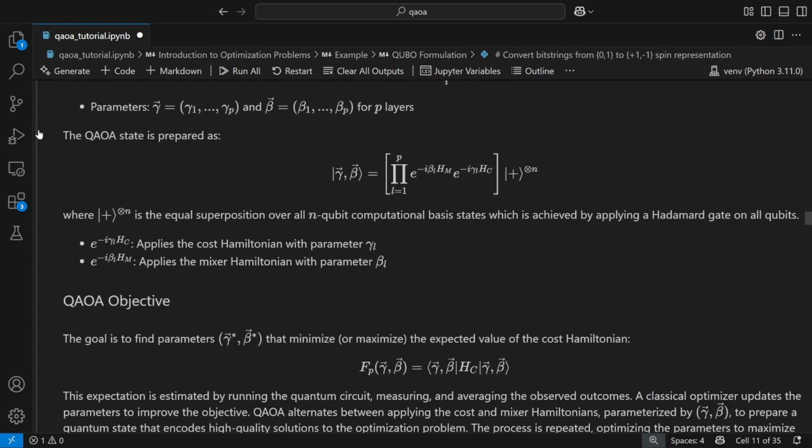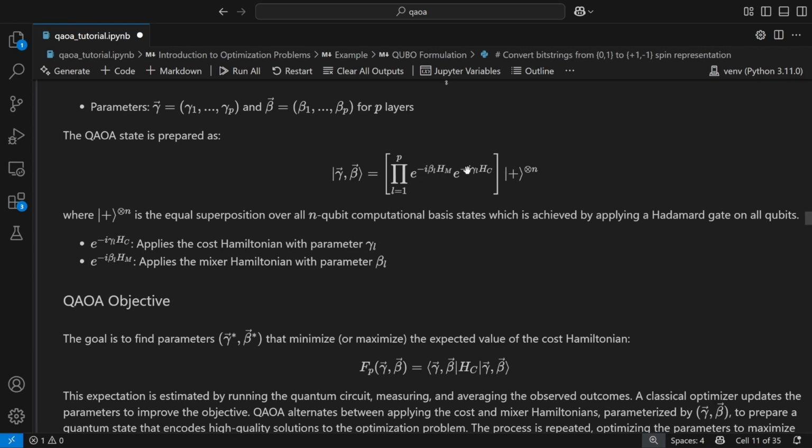So this is what the QAOA algorithm looks like. You start with the plus state for all qubits. This is usually achieved by applying the Hadamard gate on the 0 state. It creates the superposition of 0 and 1 for each qubit. The product of all of them means that you have a uniform superposition of all possible bit strings. Then on this superposition, we apply these operators. So we apply this kind of QAOA layer p times. And each one is the exponential of first the cost Hamiltonian and second the mixer Hamiltonian.